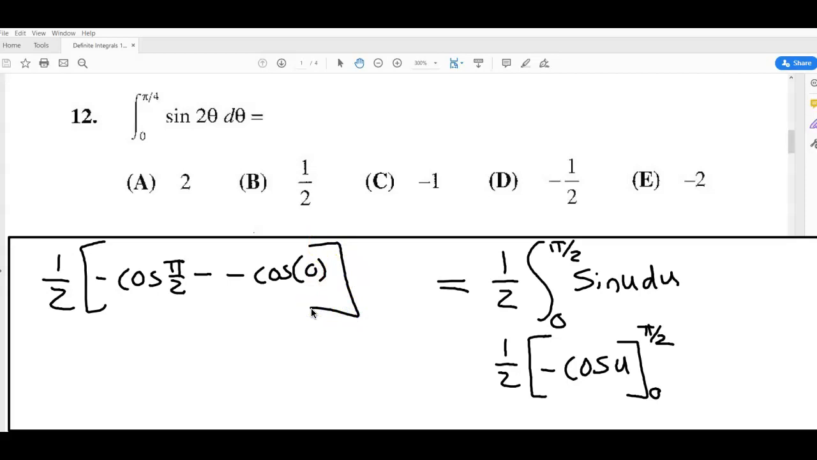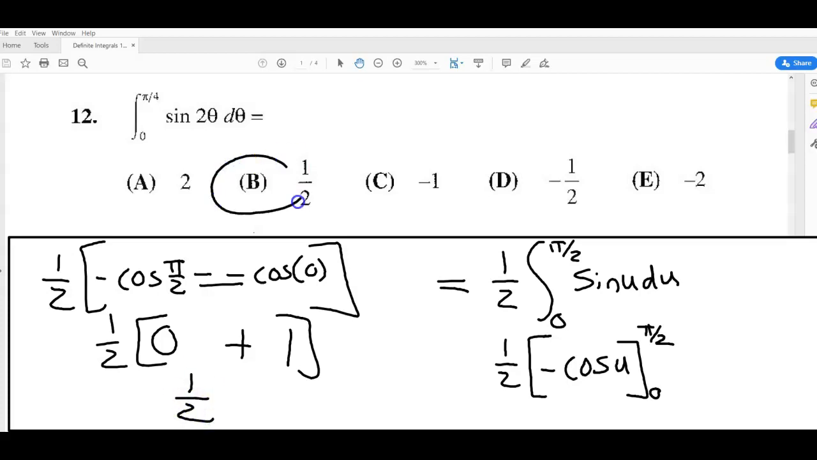Alright, so cosine of 0 is 1. Double negatives makes a positive. Cosine of pi over 2 is 0, so the negative doesn't matter anyway. And then we have a half. If you do a half times that sum, you end up with just a half would be your final answer there for number 12.